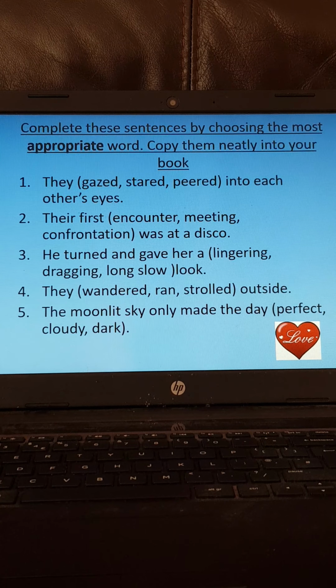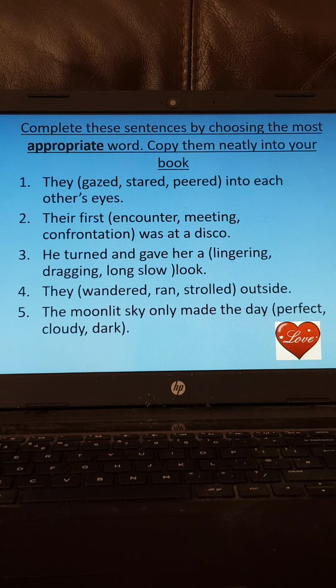So I think the most romantic ones. Number 1, they gazed into each other's eyes. Stared is a bit intense, and peering is almost like what you'd do if you're looking down at a microscope at something. Their first encounter was at a disco. A meeting makes it sound a bit formal. Confrontation is sometimes more of an argument type of meeting.